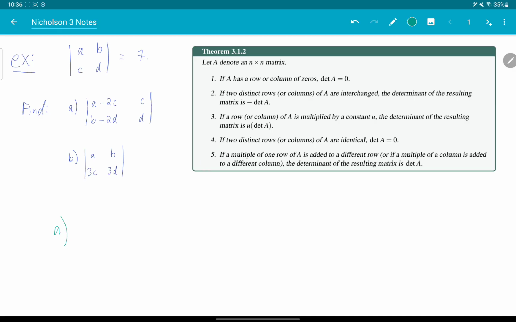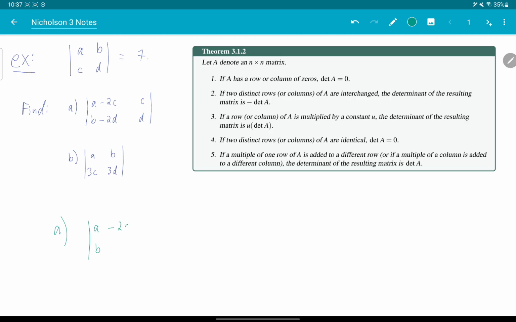It says that if I take a multiple of one column and add it to another column, then the determinant does not change. Now look what I can do. I can take twice the second column, and I can add that to the first column, and I will simplify my life considerably.